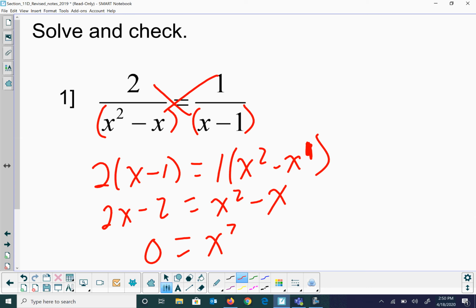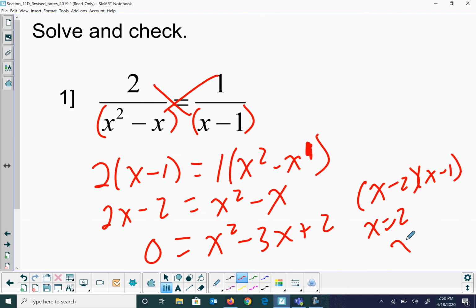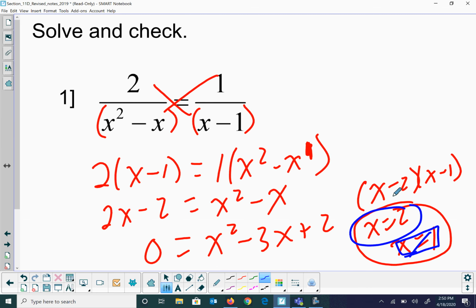So x squared, and then subtract 2x, so I get minus 3x plus 2. And so this is going to factor to x minus 2, x minus 1, and set those both equal to 0. Do either of those answers, when plugged back in, give me a denominator equal to 0? Yes, this one does right here. So that's an extraneous solution, so it's not. So our only answer here is 2.